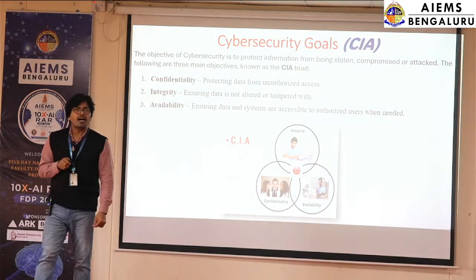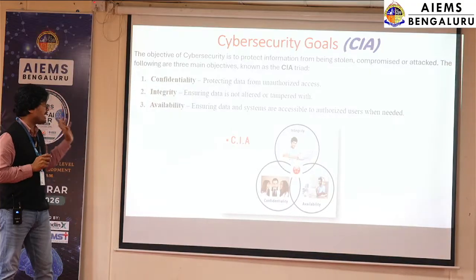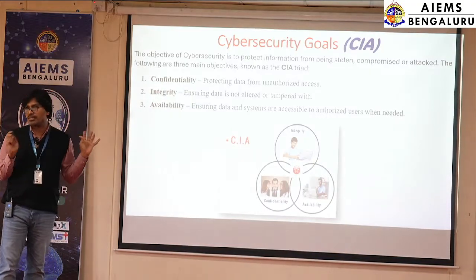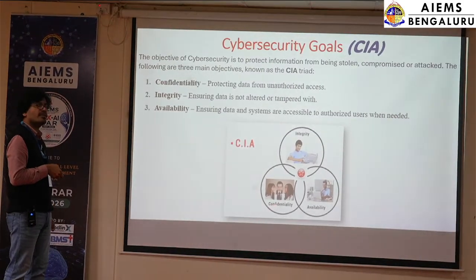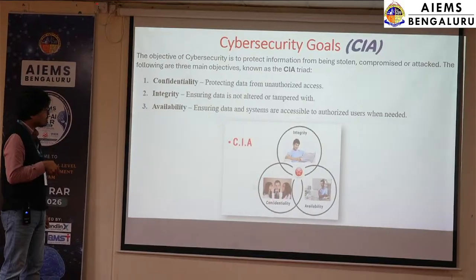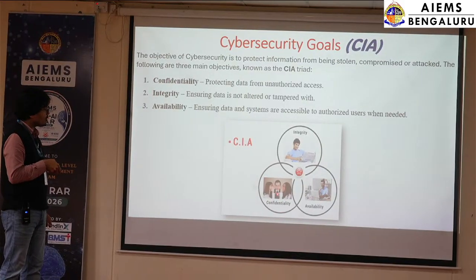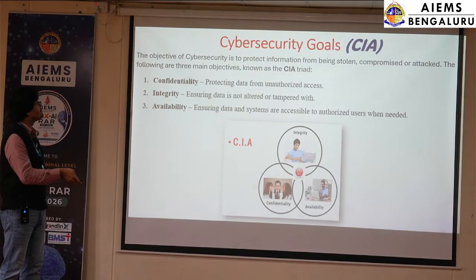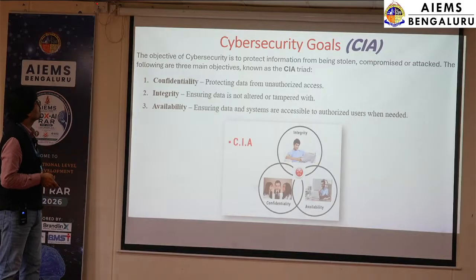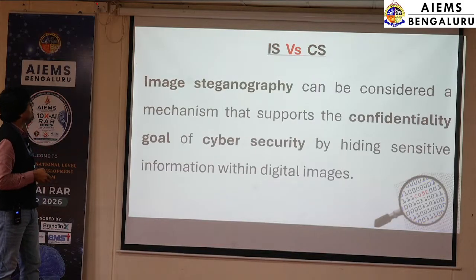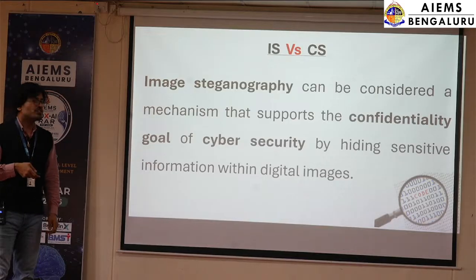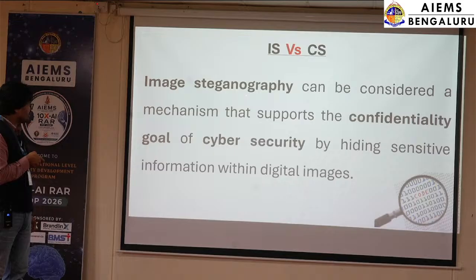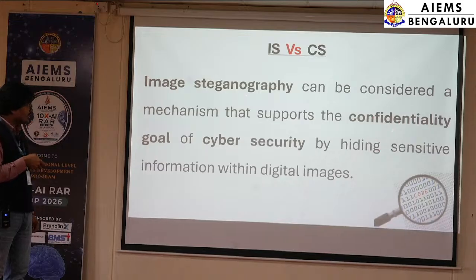Now the question is how we are trying to achieve these goals by using artificial intelligence and machine learning. Our aim is to achieve these goals. We will explore one tool and one technique to see how we go for the confidentiality goal of cybersecurity. Next. Just now I told you we have an important concept called image steganography that comes under computer vision. Based on that, we are trying to achieve the confidentiality goal.